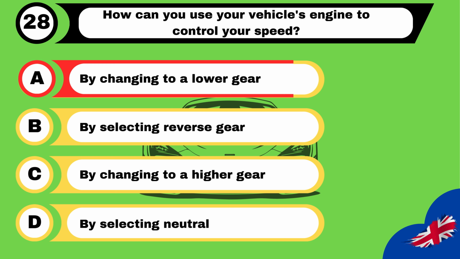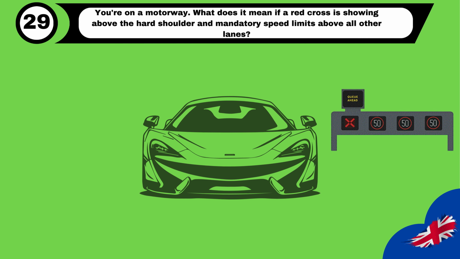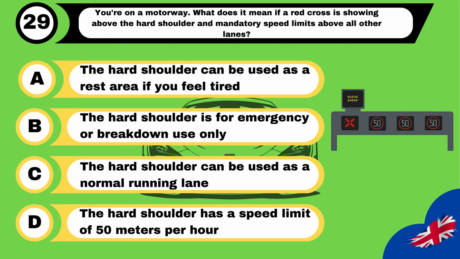The answer is A. By changing to a lower gear. Question 29. You're on a motorway. What does it mean if a red cross is showing above the hard shoulder and mandatory speed limits above all other lanes? A. The hard shoulder can be used as a rest area if you feel tired.